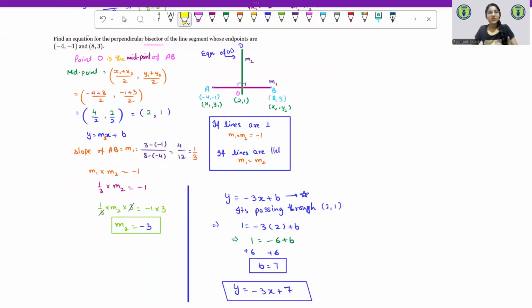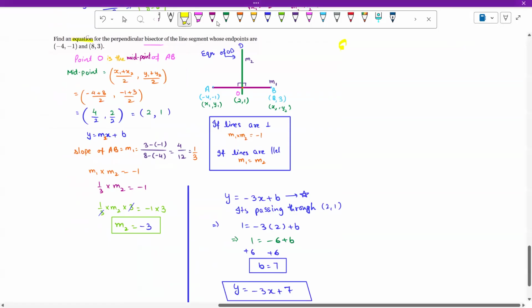So first thing was they were saying find the equation. We wanted to find out the equation for a line which is the perpendicular bisector of the line segment whose endpoints are this and this, right? So first understanding what the question is saying. We want to find out an equation.